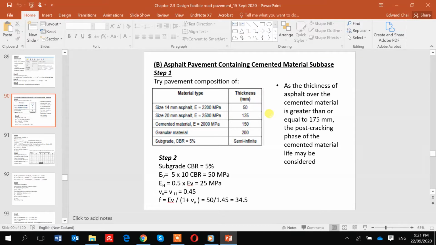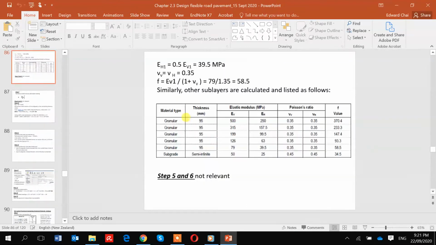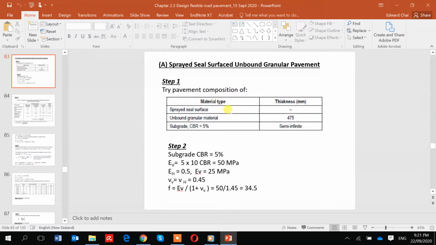Okay, so this one, there are three types of damage. You know, we consider the damage: the tensile stress at the bottom of the asphalt, the tensile stress at the bottom of the cemented material, and the deformation at the top of the subgrade. The first one, because it's a granular pavement with just spray seal on top, the only distress is the deformation at the top of the subgrade. Okay.